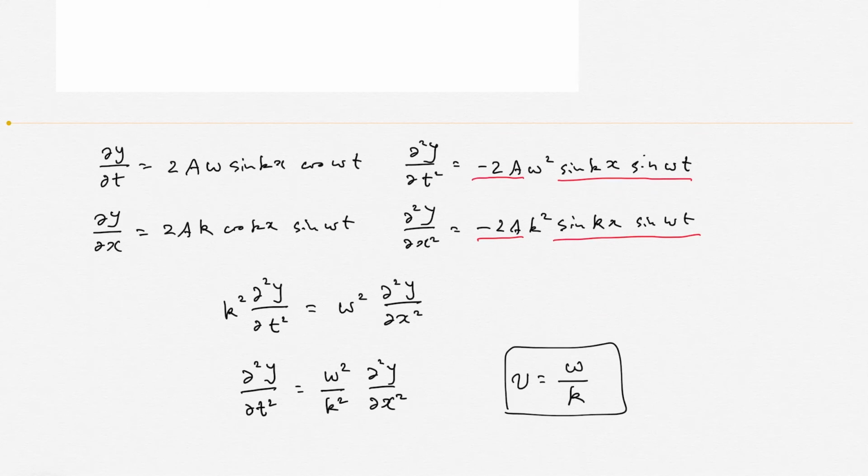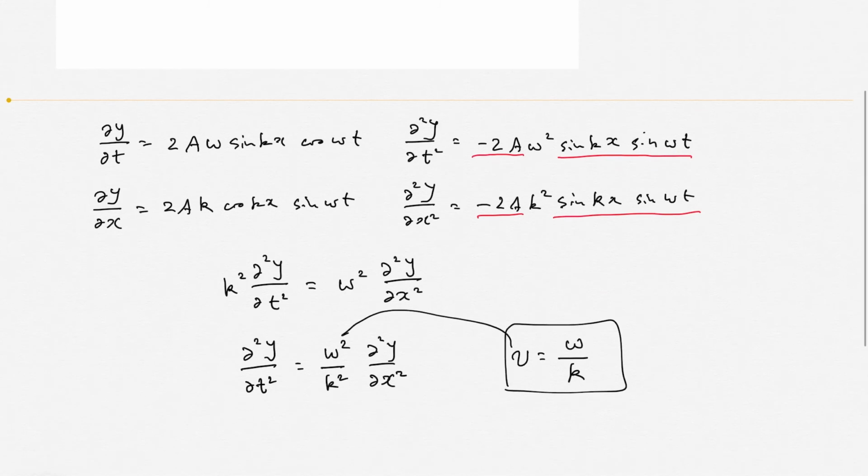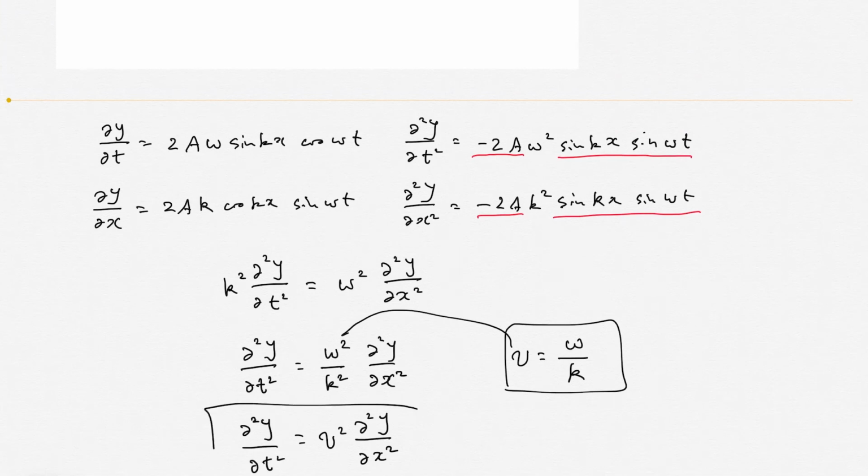This we can substitute here, then it becomes v squared times the second derivative with respect to x. So actually this is the wave equation. So we could confirm the standing wave given by y equals 2a sin kx sin omega t is a solution of the wave equation. This is the answer to this.